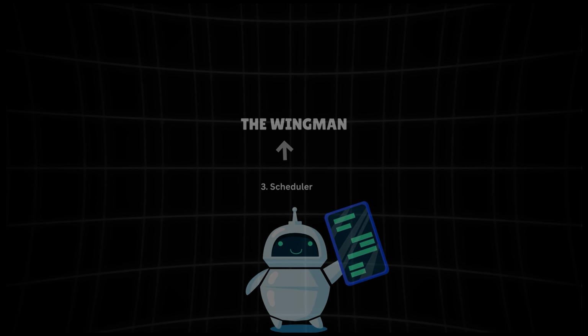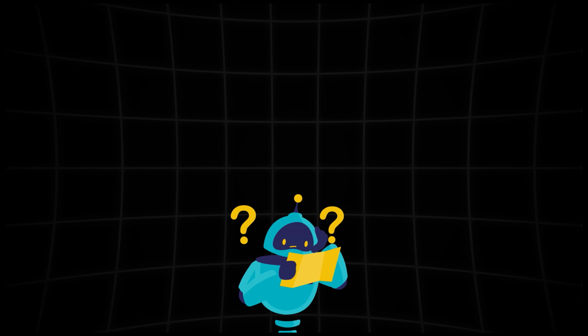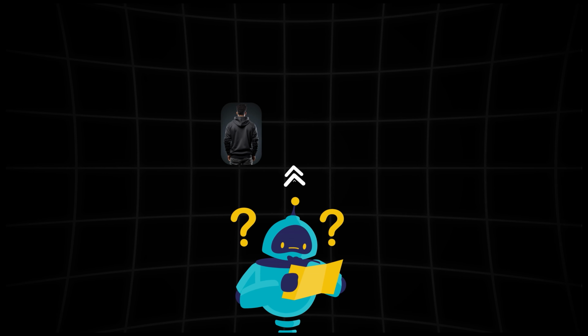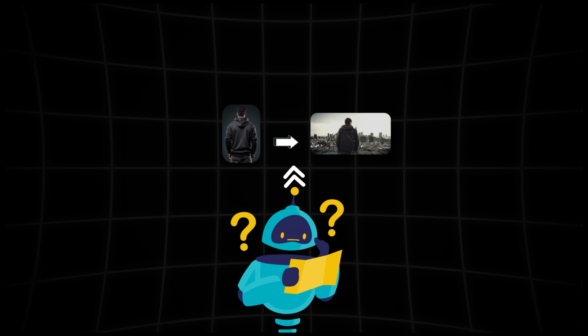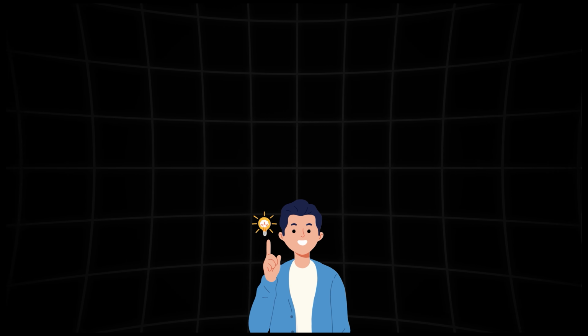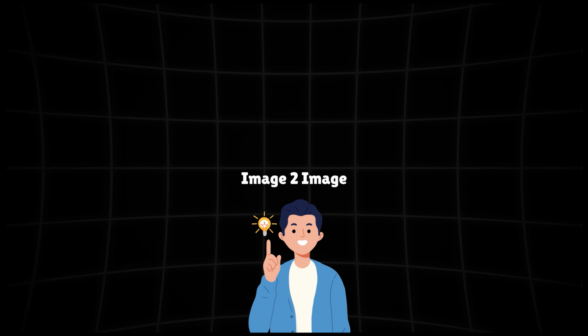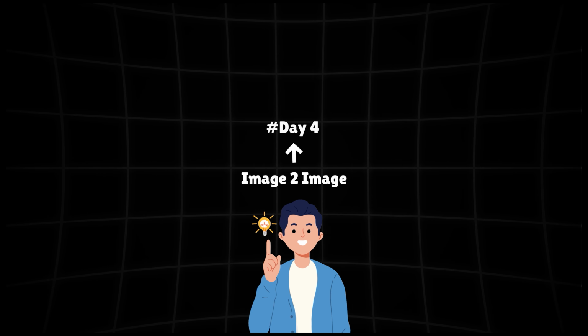But what if we don't want to start with the pure static random noise or from scratch? What if I want to give the AI artist my own sketch or even a photo of myself and have it transform into a masterpiece? That's a whole different process, and it's called image to image. And that's exactly what we are going to explore in day 4.